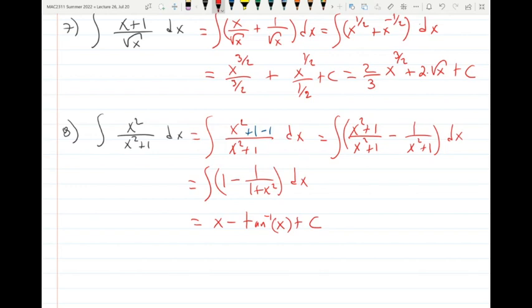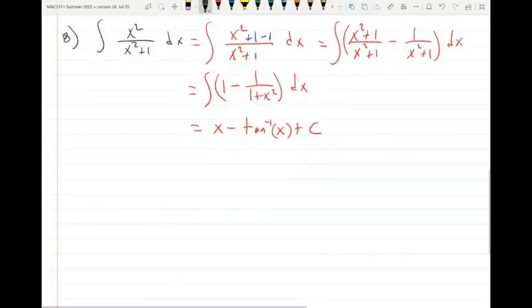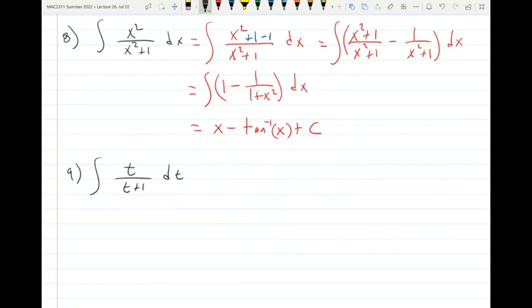Okay. For example, let's practice the same technique with this one now. What do you get? You can do it. Even though it's not straight from the formulas, you can do it.